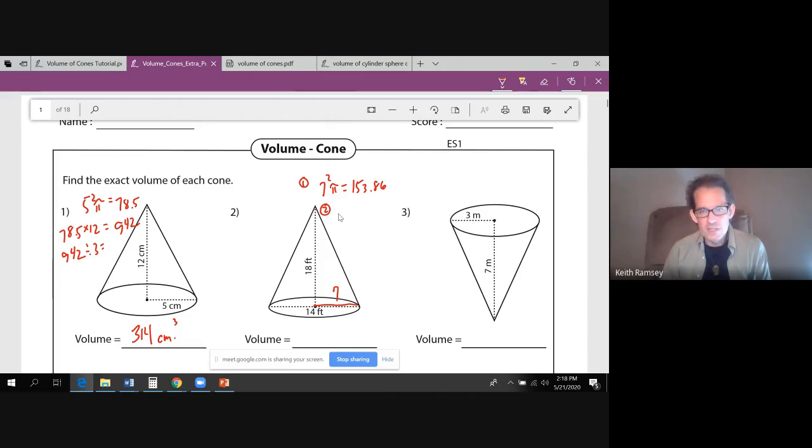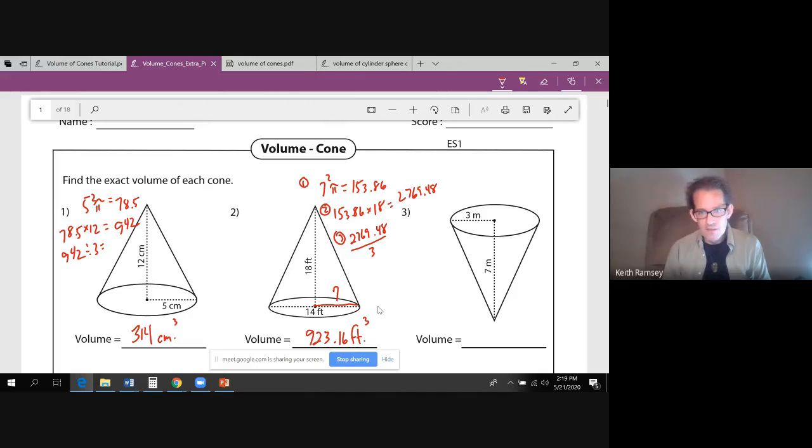Step 2 is to multiply the base by the height. So 153.86 times a height of 18. And that should equal 2,769.48. Step 3 is to divide that by 3. So 2,769.48 divided by 3 is going to equal our volume of 923.16 cubic feet.